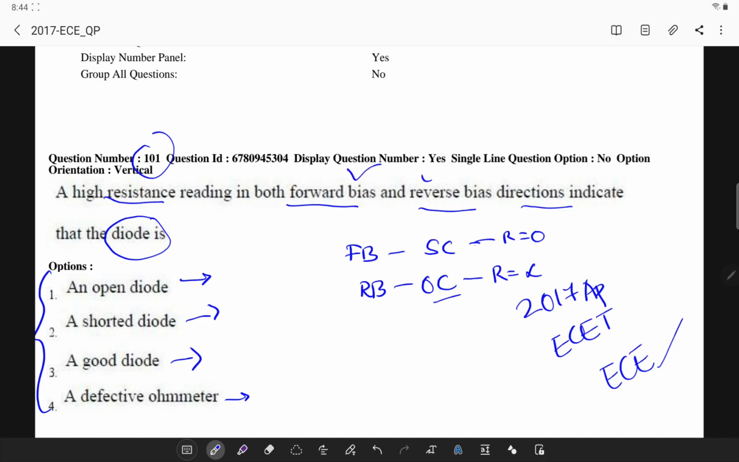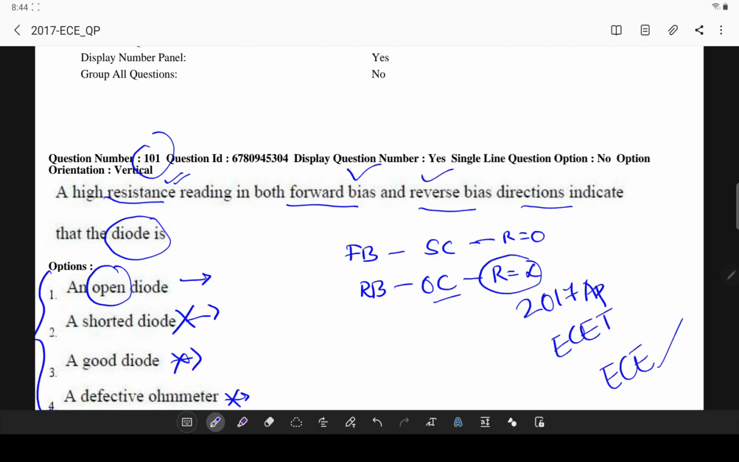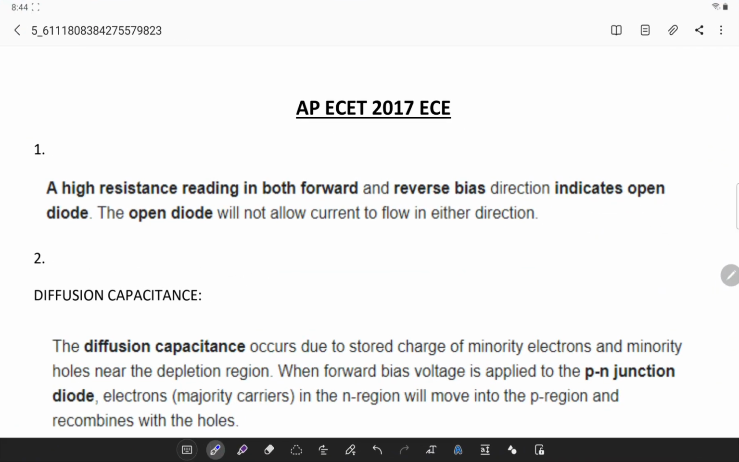So, in both cases you will be having a high resistance, which practically means infinity. So it can be considered an open diode, and it is neither a defective ohm meter nor a good diode. So a high resistance reading in both forward and reverse bias direction indicates an open diode, and an open diode will not allow current flow in either direction.